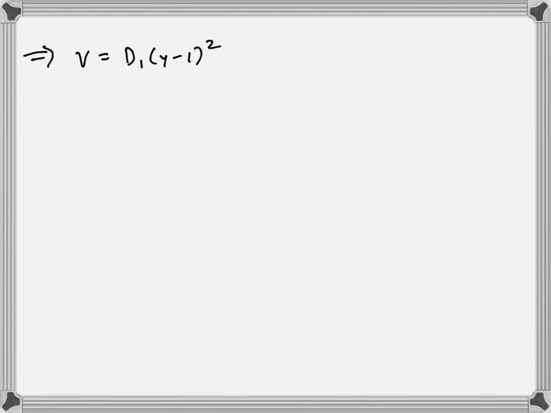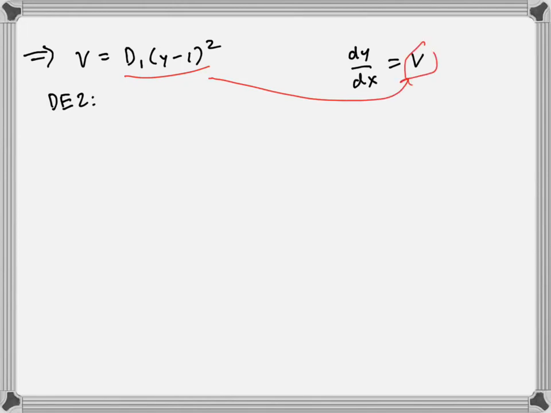Okay, so now this brings us to differential equation 2. Remember, we had this, right? We knew that dy/dx was v, and so that means we could take this and substitute it for this, and this leads us to differential equation 2, which would be dy/dx is equal to d1 times (y minus 1) squared. What does this mean?